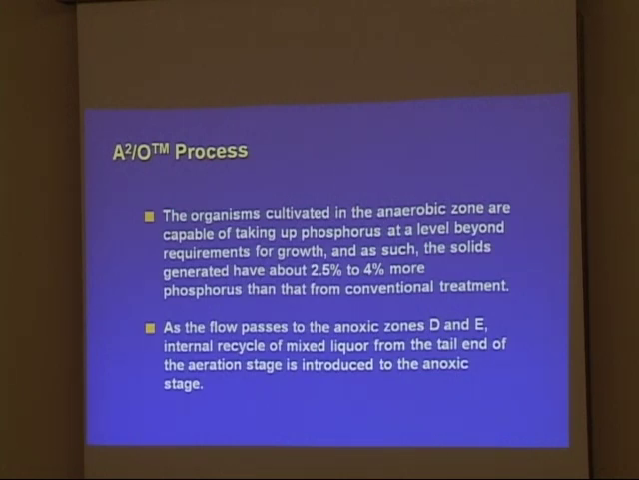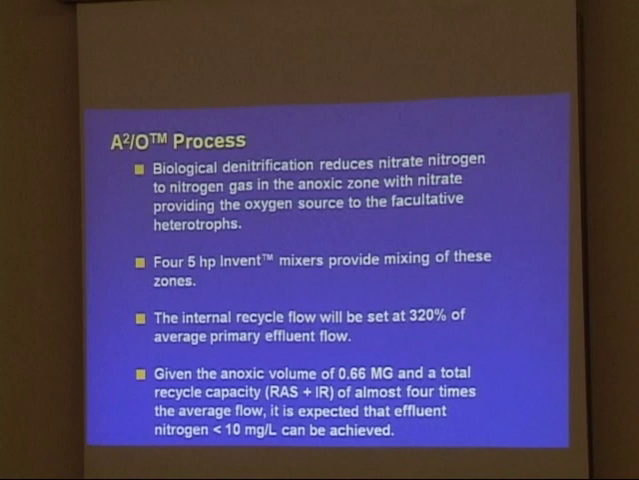As the flow passes to the anoxic zones D and E, internal recycle of mixed liquor from the tail end of the aeration stage is introduced to the anoxic stage. There you have biological denitrification to reduce the nitrate nitrogen. The nitrogen gas pops off to the atmosphere, 80% nitrogen. And the nitrate is your source of oxygen to the facultative heterotrophs in there. Most of these have 4 or 5 horsepower inlet mixers to provide the mixing.